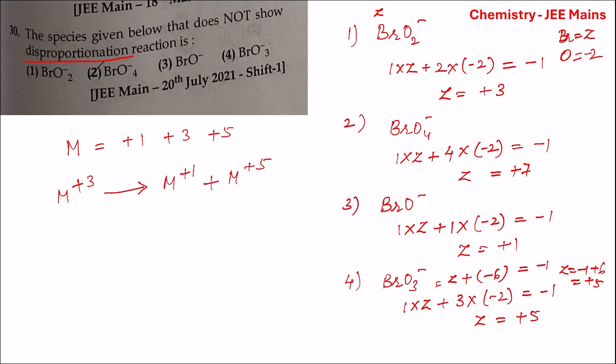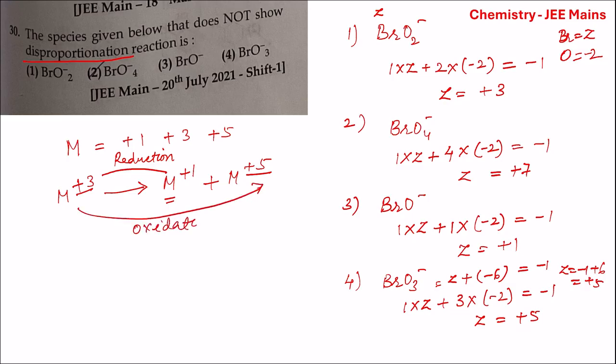So, it will give a compound in which this particular element is in plus 1 oxidation state, which is lower than the original oxidation state, that is plus 3. So hence this is reduction, and another compound in which the oxidation state of this element is higher than the starting compound. In the starting compound it was plus 3, in the product it is plus 5. So here it is undergoing oxidation.